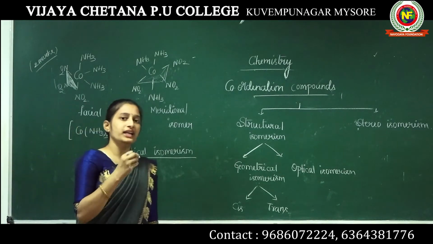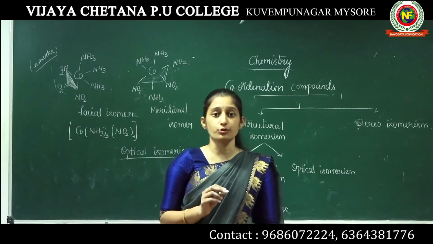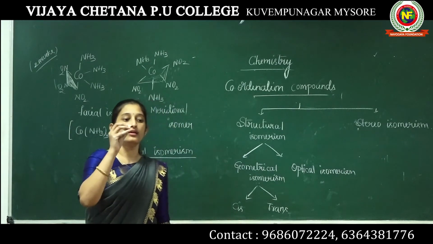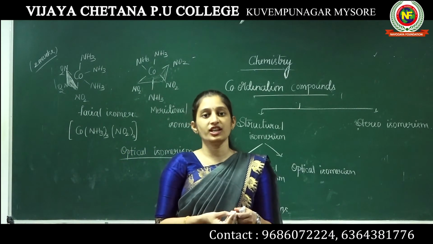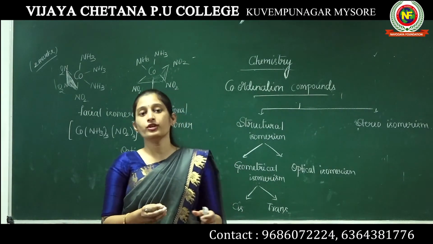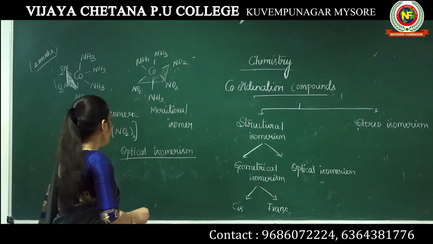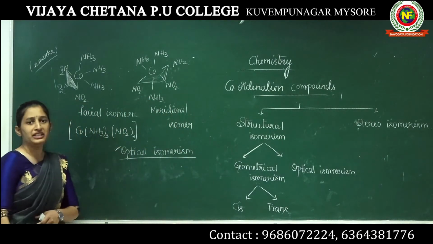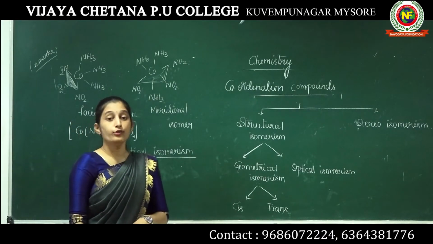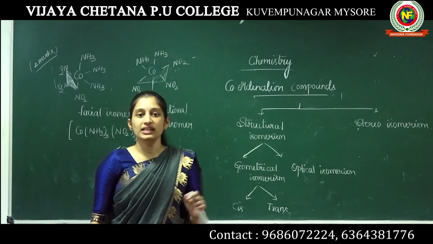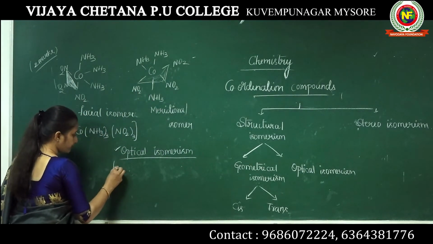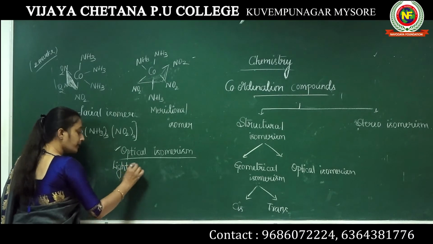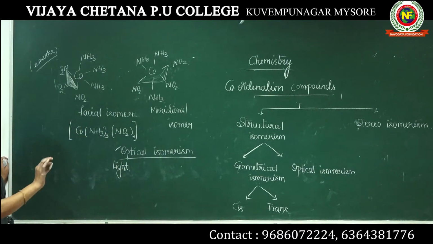What is this? Optical isomerism means, you know the definition of isomerism: the process of forming the same molecular formula but different spatial arrangement. We call it isomerism, the phenomenon. But what about the optical? The name itself indicates optics. In physics, this word is very familiar to you. Optic means light. First I will explain the theory, after that I will take a particular example.